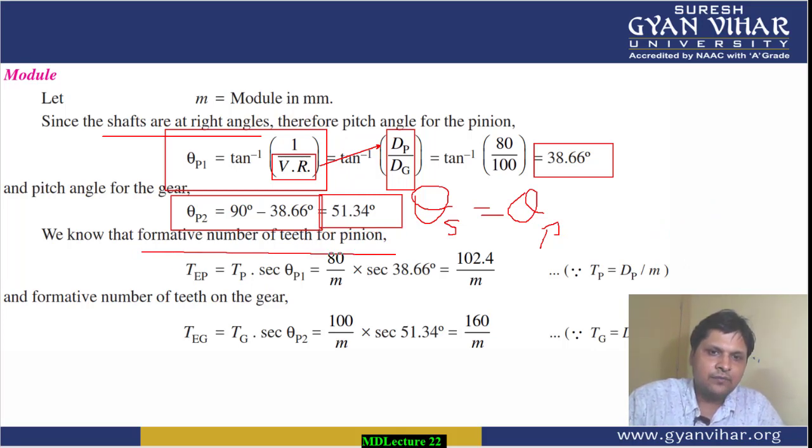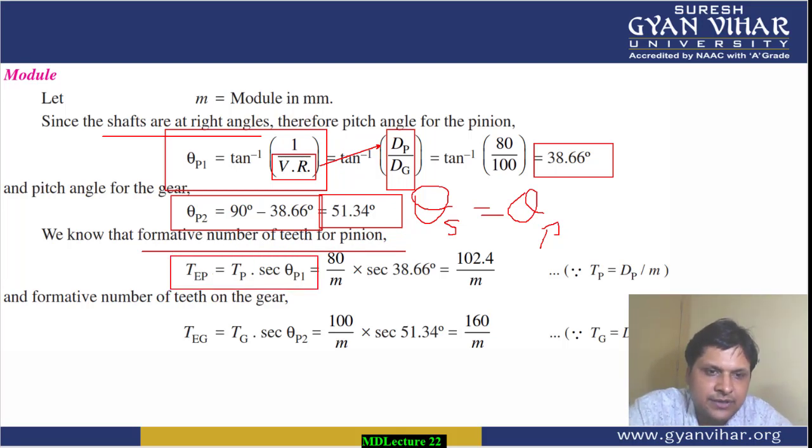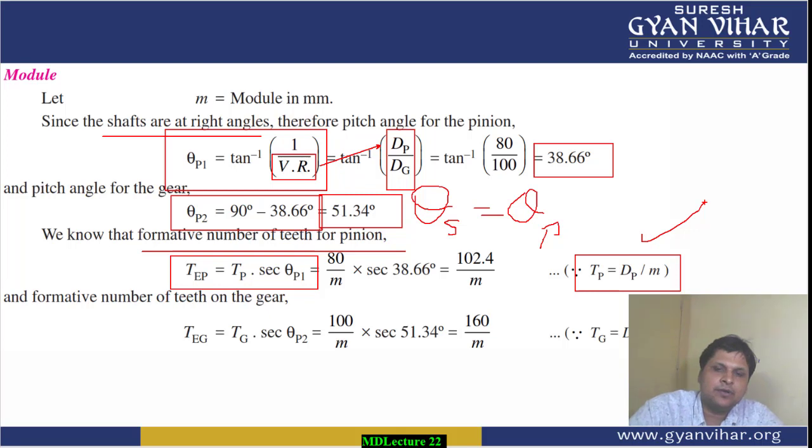Then the equivalent number of teeth on the pinion can be calculated by the formula for equivalent number of teeth, which says that TE is equal to T sec theta p. We all know that teeth, module and diameter have the relation m is equal to d by t. So the number of teeth in the pinion can be written as dp by m. dp is 80, the diameter of the pinion, so we write 80 by m in place of the teeth of the pinion. Then we can calculate sec theta p1, and finally we get a relation for the equivalent number of teeth. Unknown m is there, we will keep it unknown, there is no issue with that.